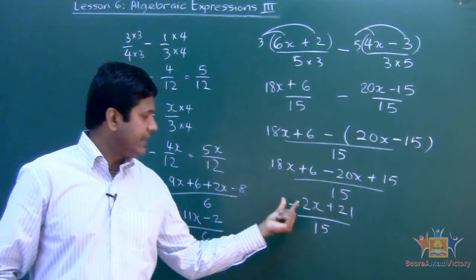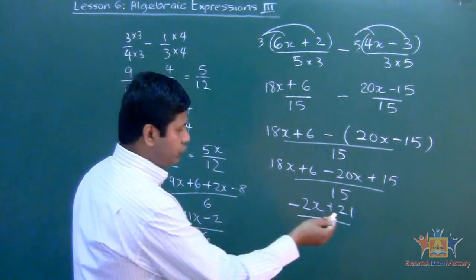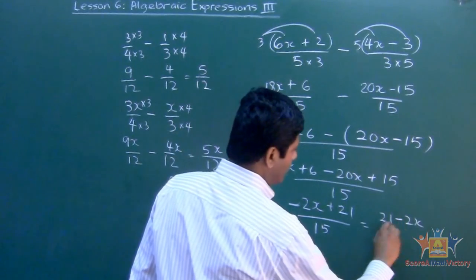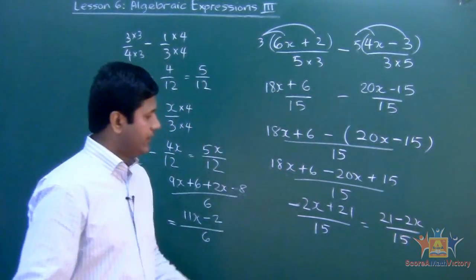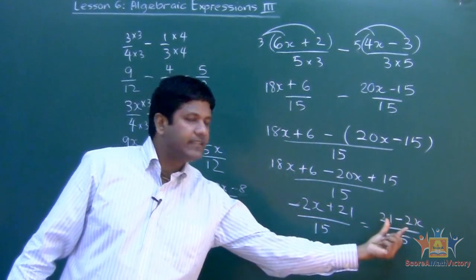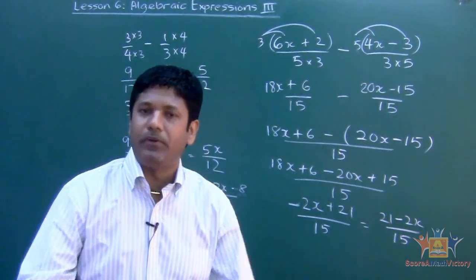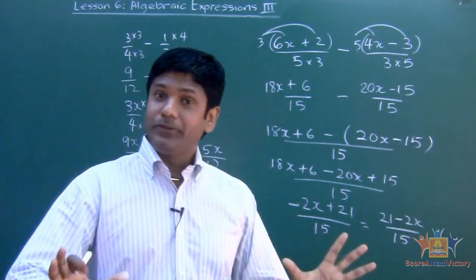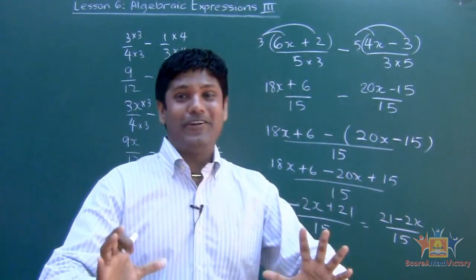Now you don't want to leave the negative in the front, so you switch the positions. You want to say 21 minus 2x over 15 right there. Same thing, it's just that it looks nicer this way, more proper. Mathematics also has its own preferences. It likes to look nice, look proper. So that's what it is.